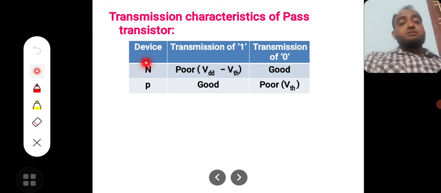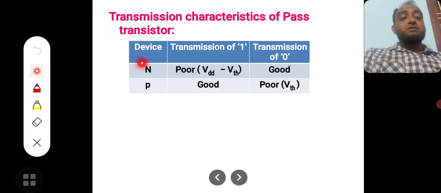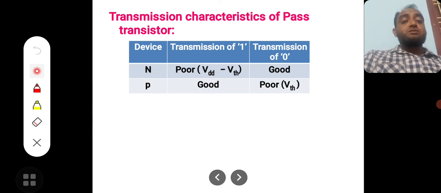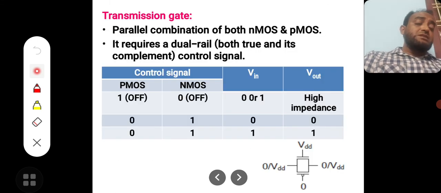If you consider an N-type device, the transmission of 1 is poor, and the transmission of 0 is fair, which is very good for NMOS logic. Whereas for PMOS logic, the transmission of 1 is good and the transmission of 0 is poor. Both are reverse to each other. So that is about pass transistor logic.